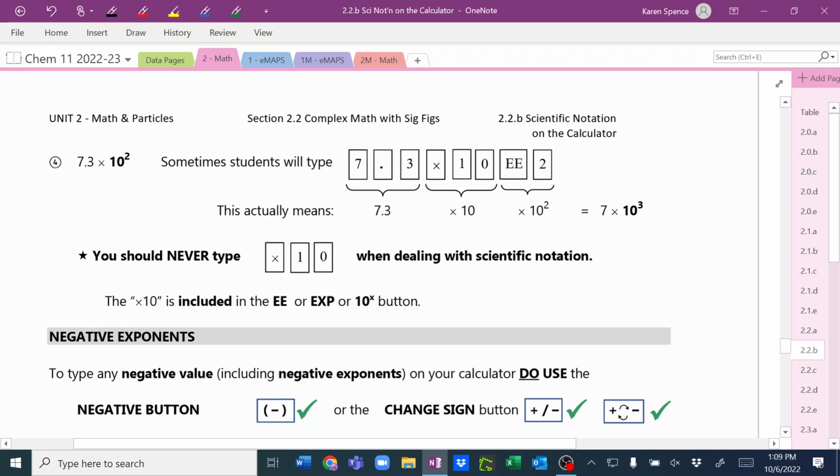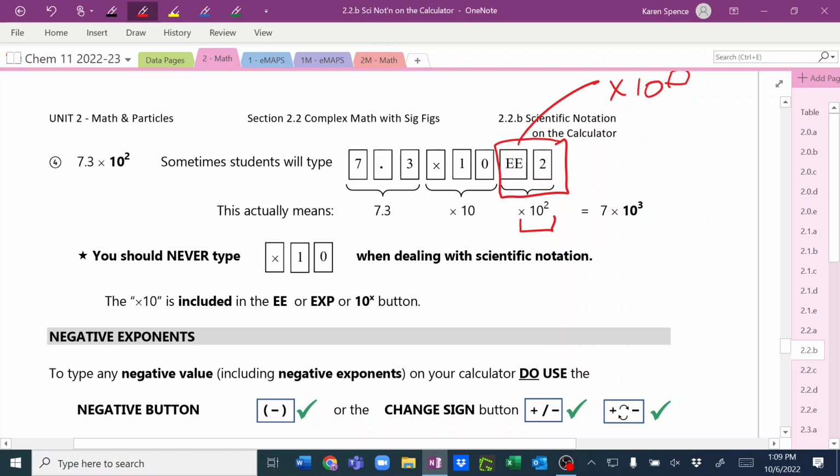Here's one thing that people also do. They learn about the magic button. They're like, I know about the EE button. I'm going to use it. Ms. Spence will not mock me. Yay. But they'll still type times 10 before that. This button means times 10 to the power of something. Yes? So this bit here, all of this means times 10 to the 2.